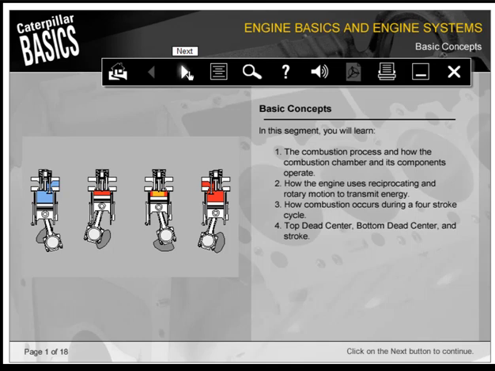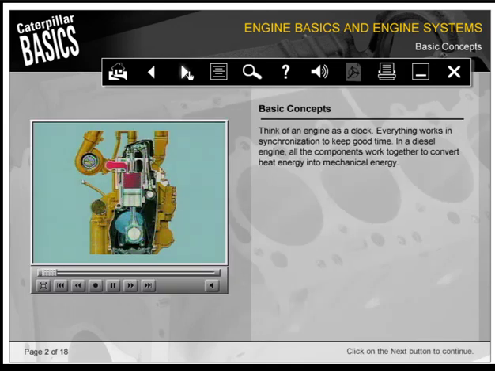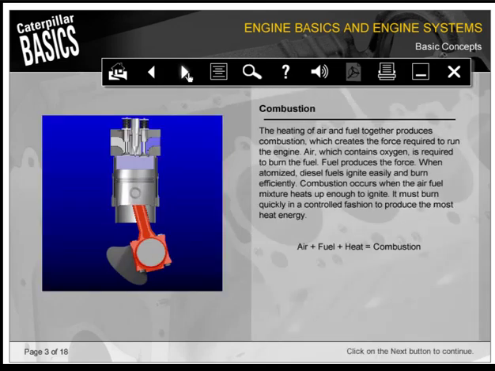Think of an engine as a clock. Everything works in synchronization to keep good time. In a diesel engine, all the components work together to convert heat energy into mechanical energy. The heating of air and fuel together produces combustion, which creates the force required to run the engine.